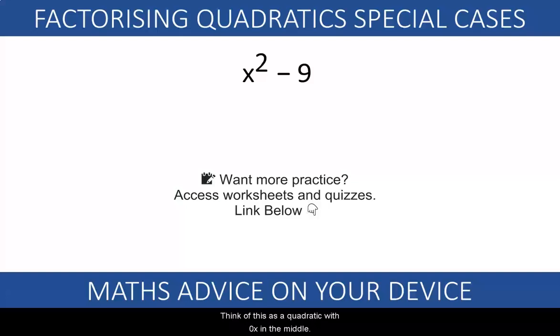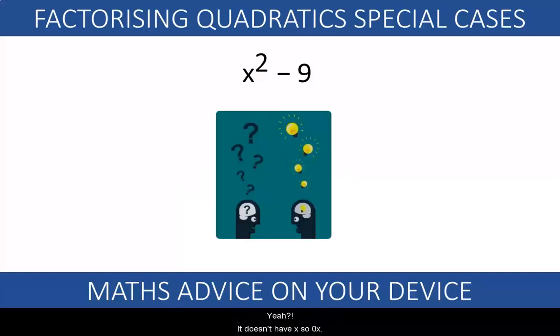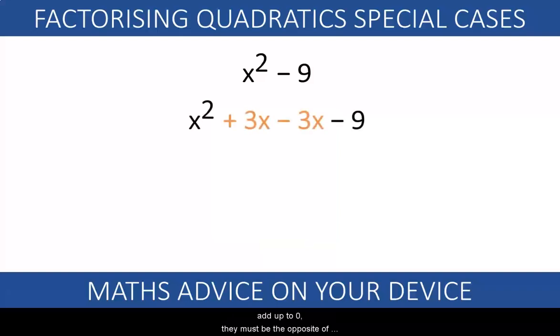Think of this as a quadratic with 0x in the middle, yeah? It doesn't have x, so 0x. You need two numbers that multiply to -9 and add up to 0. So, because the numbers add up to 0, they must be the opposite of each other, +3 and -3. These two numbers multiply to -9 and add up to 0.